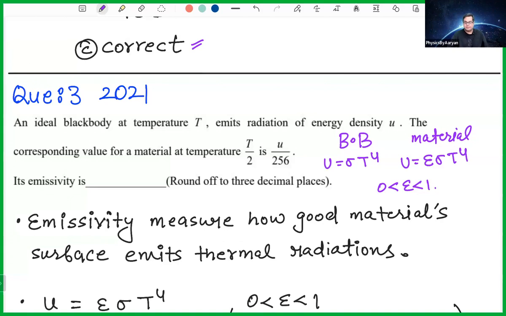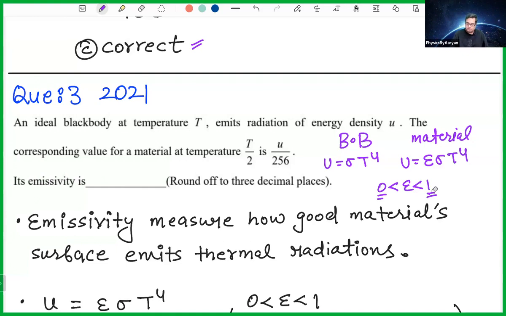So a perfect black body has emissivity 1. Okay, this is a perfect black body. If you heat it, it will not change its shape or do anything else. It will just emit radiations. And the perfect reflectors, meaning those bodies which do not emit radiations, have emissivity 0. We always have emissivity between 0 and 1 for all the bodies in this universe.